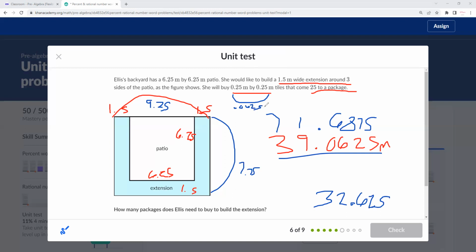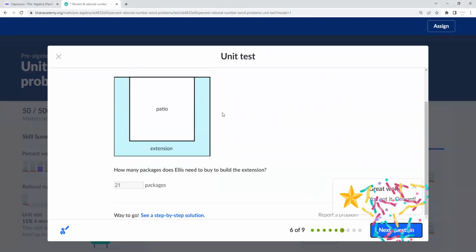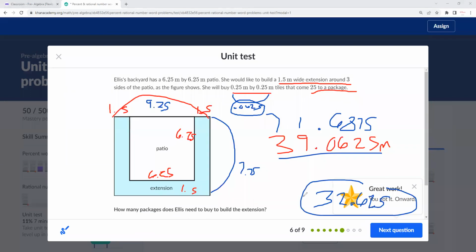So let's divide this with this and see how much we need. 32.625 divided by 0.0625 gets me 522. So I need 522 of them. If there are 25 of them in a package, I would need about 21 packages to make it fit. So this is actually pretty useful if you're doing something with your house or something like that. You need to see how many packages you need to buy.